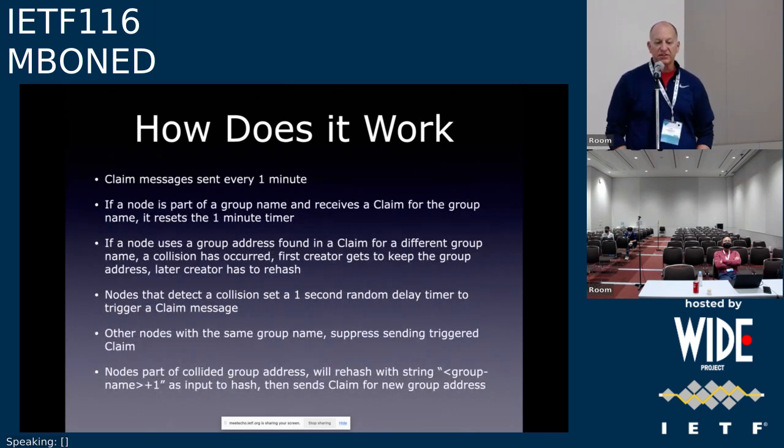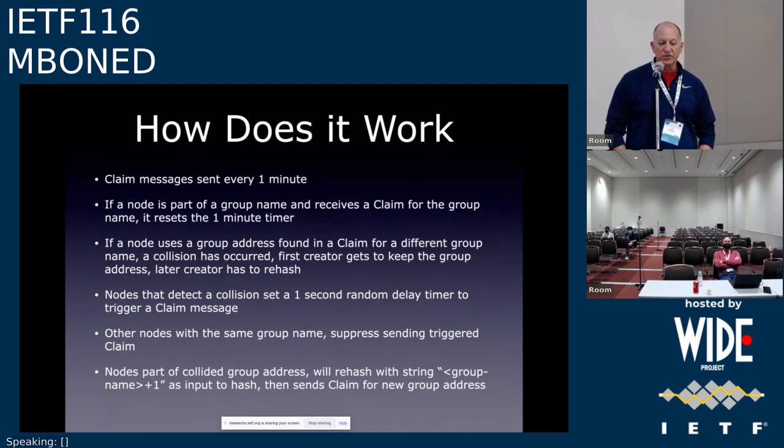Claim messages are sent every 1 minute, so we're trying to minimize messaging here. If a node is part of a group name and receives a claim for the group name, it resets its 1 minute timer. So among all the group members and senders, there's only going to be one GAP claimer at any given time, and it keeps changing because the 1 minute timer is relatively random within a plus or minus 10% range of the 1 minute timer.